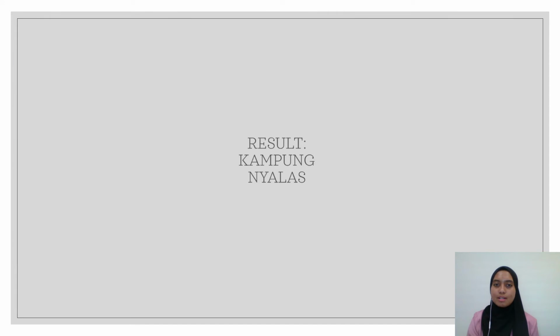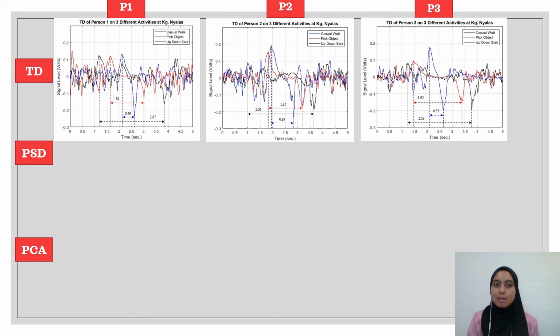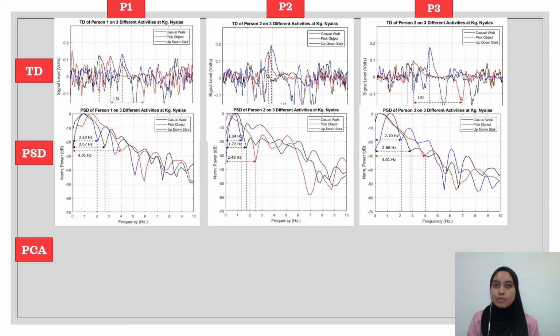Continue with the result at Kampung Yalas. For time domain, same as MyApps, casual walk has the lowest time taken compared to pick object and up-down stair. In power spectral density, as you can see, the casual walk has the lowest Doppler frequency compared to pick object and up-down stair, because the receiver receives a greater signal for casual walk cross-sectional area.